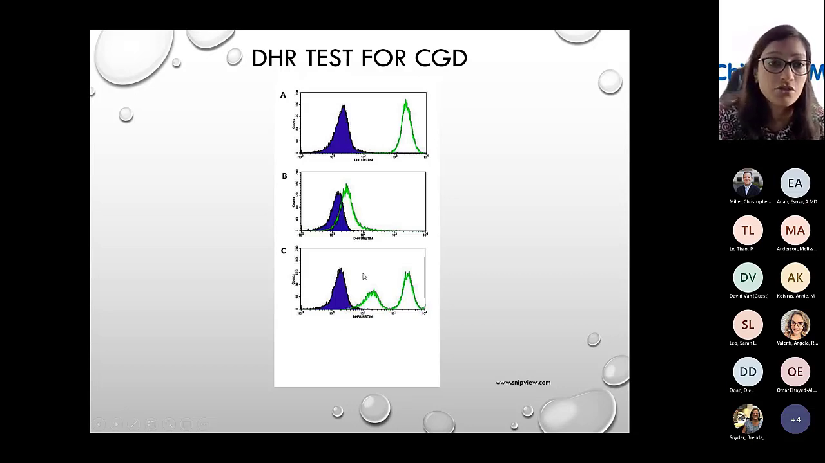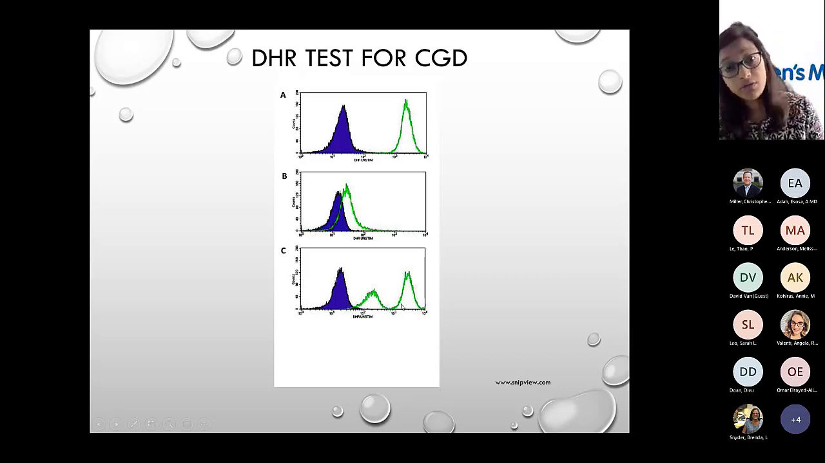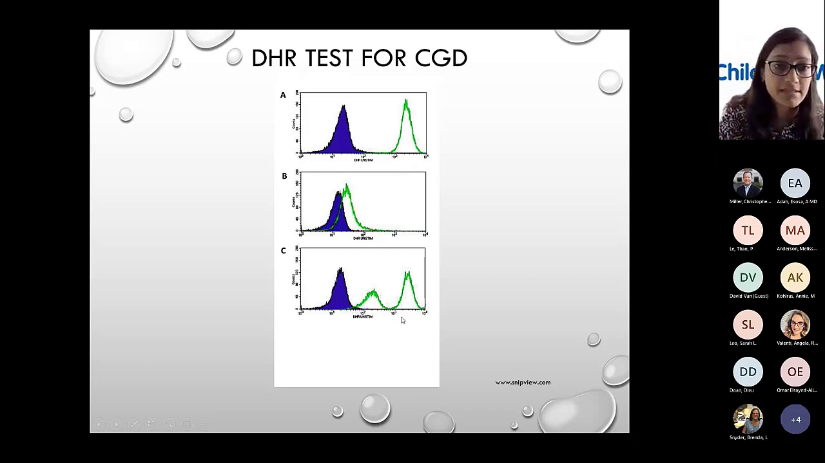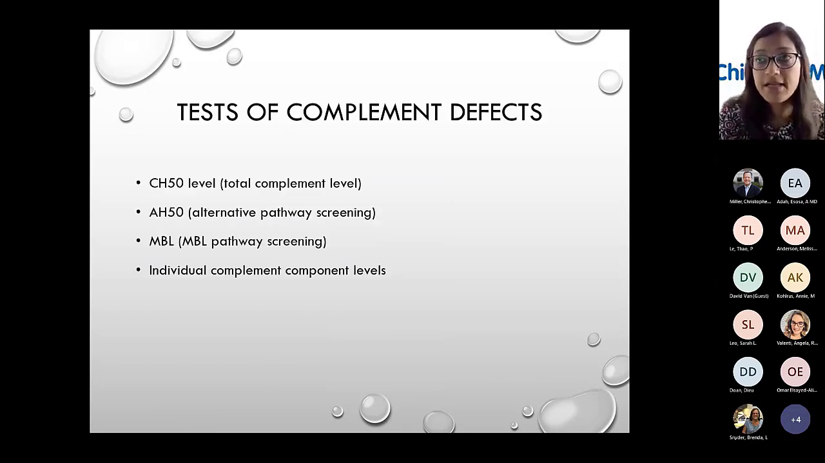Well, this one actually shows two peaks. One peak is for neutrophils that have normal oxidative burst, whereas some do not have as much oxidative capacity. And that would be a carrier for X-linked CGD, such as the mother of a CGD patient. So that's your dihydrorhodamine test.